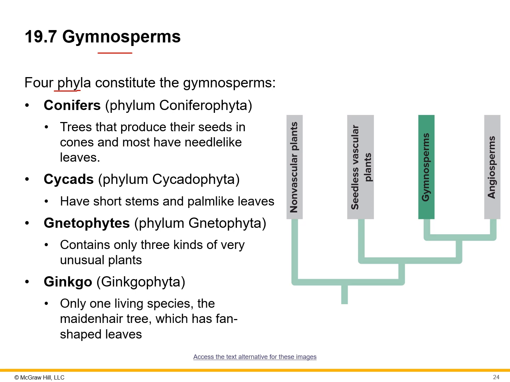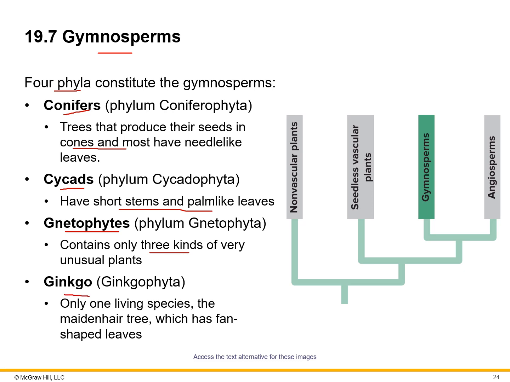So again, these are the ones that have the egg not completely enclosed inside of that ovule. So there are conifers. These are trees. Again, the seeds are in cones, and most have kind of needle-like leaves. The cycads have short stems and palm-like leaves. The gnetophytes, there are only 3 kinds of this really weird kind of plant.